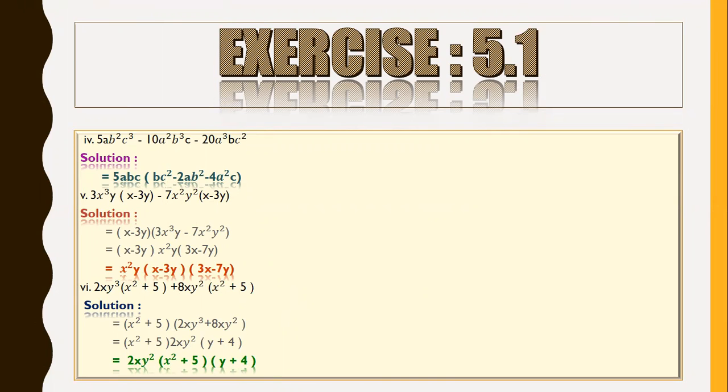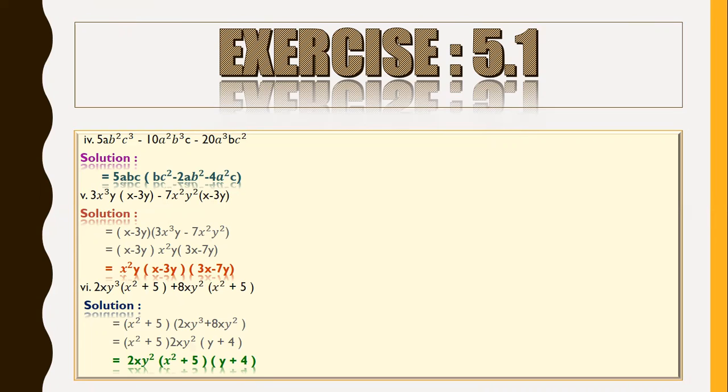Now come to the coefficients 5, 10 and 20. 10 and 20 are multiples of 5, so definitely we take 5 common. 5abc is common. The left terms are bc square minus 2ab square minus 4a square c. This is the answer of the factorization of 5ab square c cube minus 10a square b cube c minus 20a cube b c square.